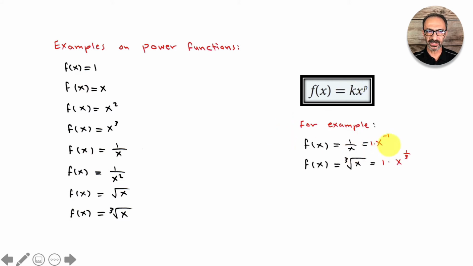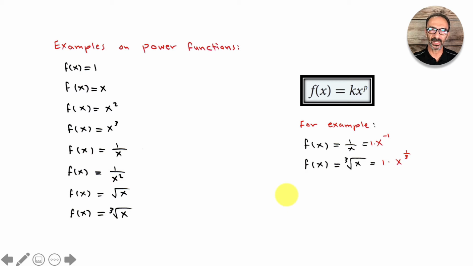Well, 1 over x could be written as 1 times x to the power negative 1. Yes, it's a power function where p is negative 1. Cubic root of x will be 1 times x to the power 1/3. So yes, p is 1/3, which is a real number, and k is 1, which is the coefficient, and those are power functions.